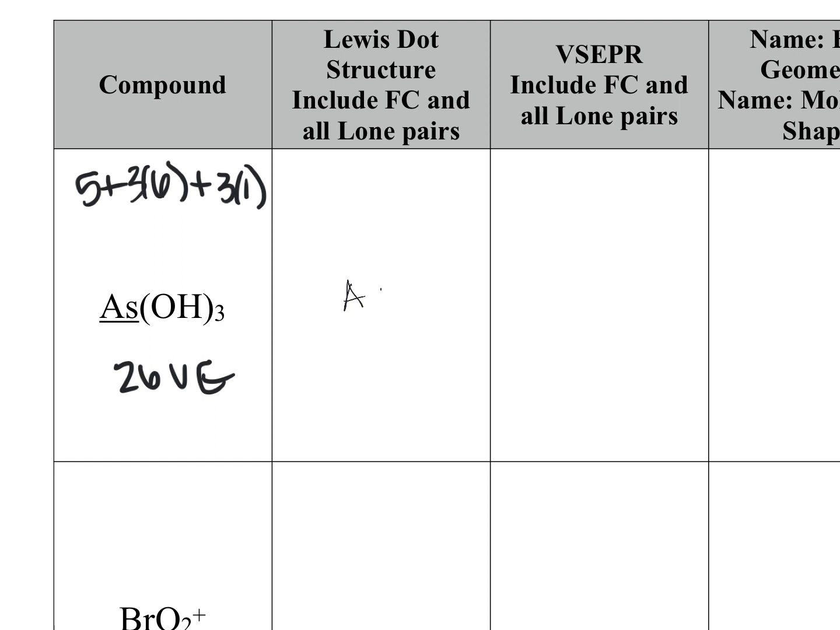But we know arsenic is the central atom, and it's going to be connected to OH. So O connected to H, O connected to H, O connected to H. So this right here means that there are 3 of that molecule connected to the arsenic. So we've used 2, 4, 6, 8, 10, 12 of our 26. So let's give octet. So we've used 24 of our 26 electrons. So the last 2 will go on the arsenic.